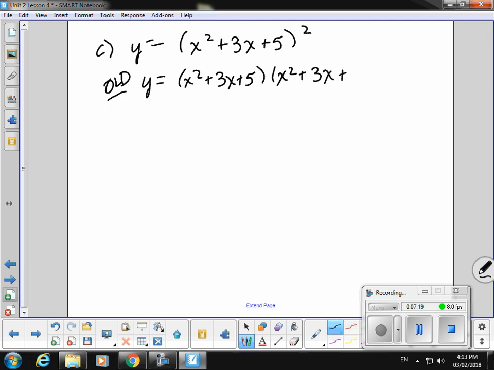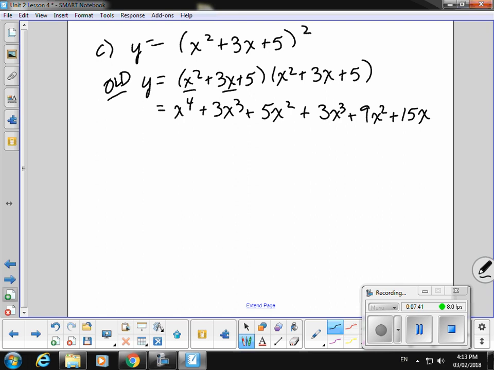So we've got the FOIL or distributive law gone bonkers, however you want to think of it. I've got x squared times all three terms, which would be x to the 4th plus 3x cubed plus 5x squared. Okay, he's done. Plus 3x cubed plus 9x squared plus 15x. Okay, he's done. Last, 5x squared plus 15x plus 25. Done. I would tidy that up before I found the derivative myself.